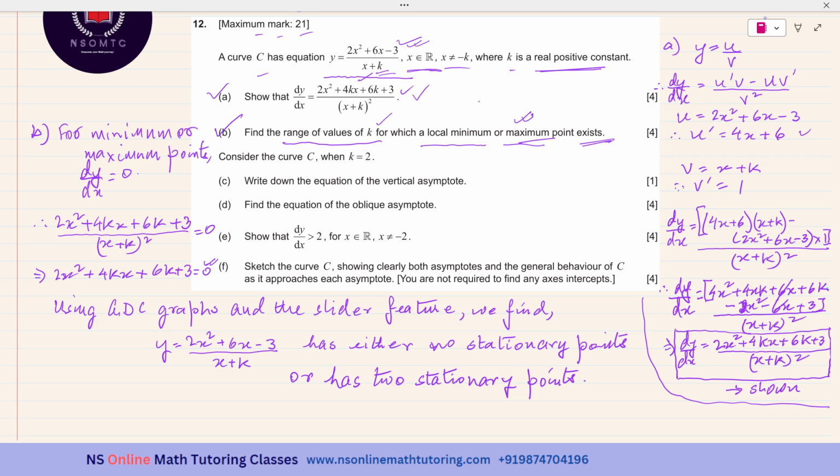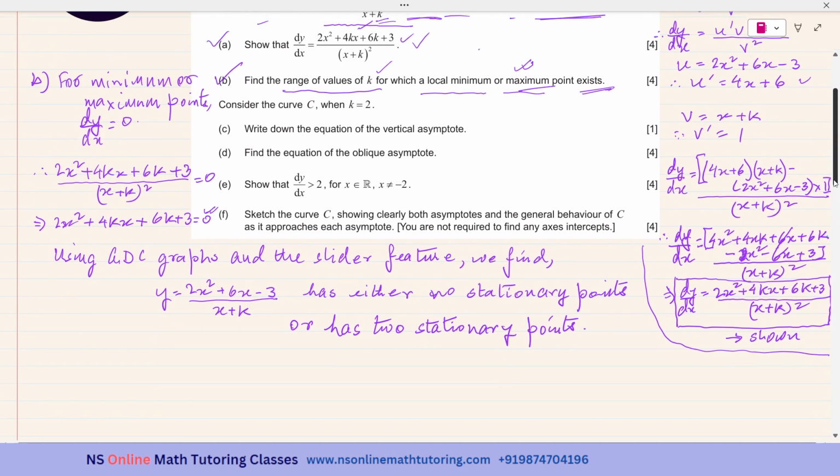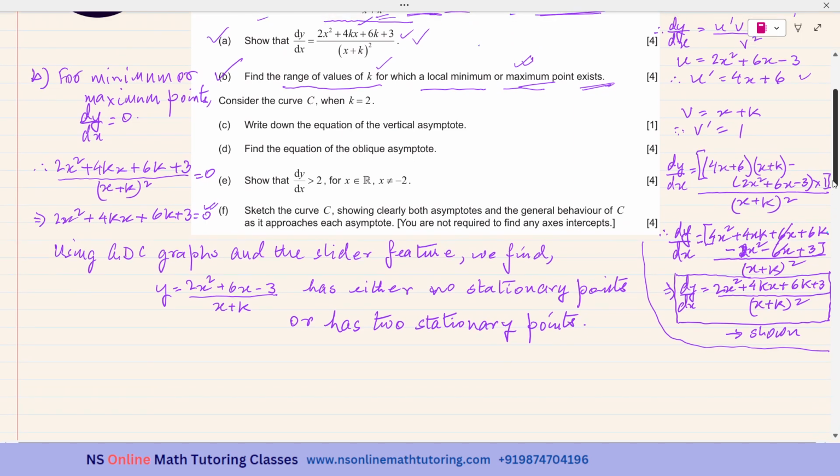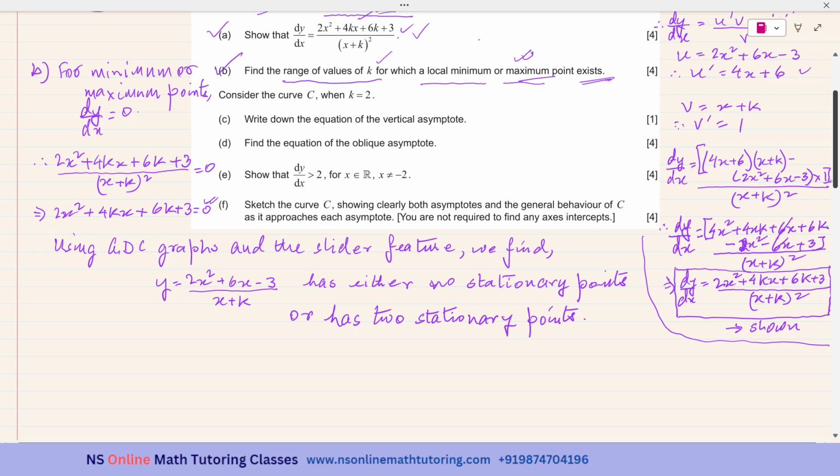You can find this because this is a paper 2 question and you are having the calculator. There are other ways also, but this is the easiest of all that I could think of. And now that we know that we are interested in this case that has two stationary points, therefore the discriminant value should be greater than 0.